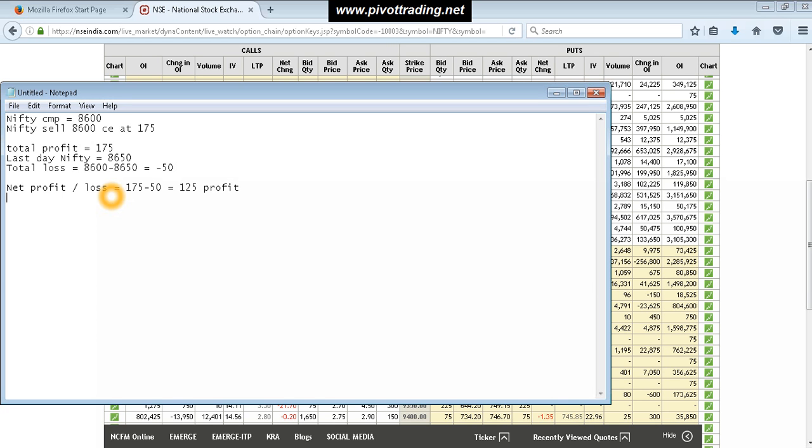So again here we will have to identify the break even point. What is our break even point when we are selling it? Since we are selling the 8600 call at 175, it means we got 175 rupees in our pocket. So what is my net cost, what is my net value of buying Nifty is 8525, sorry, 8425.